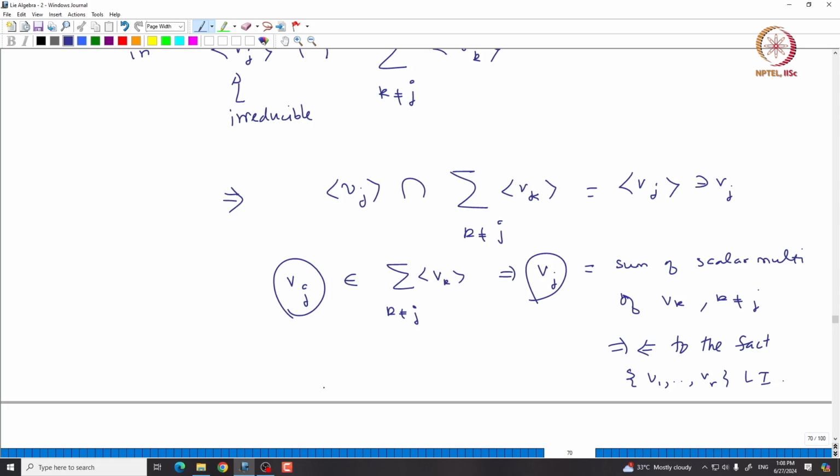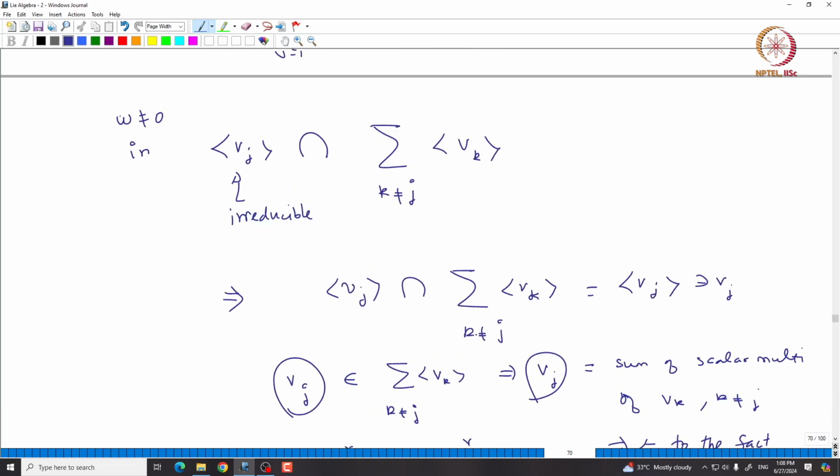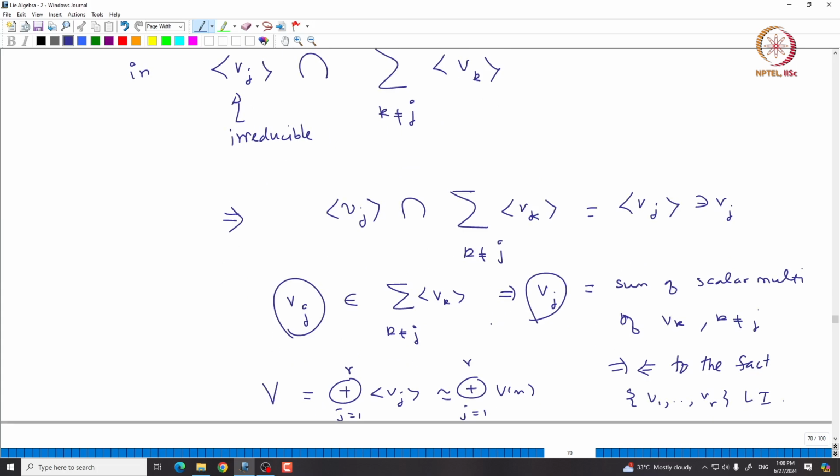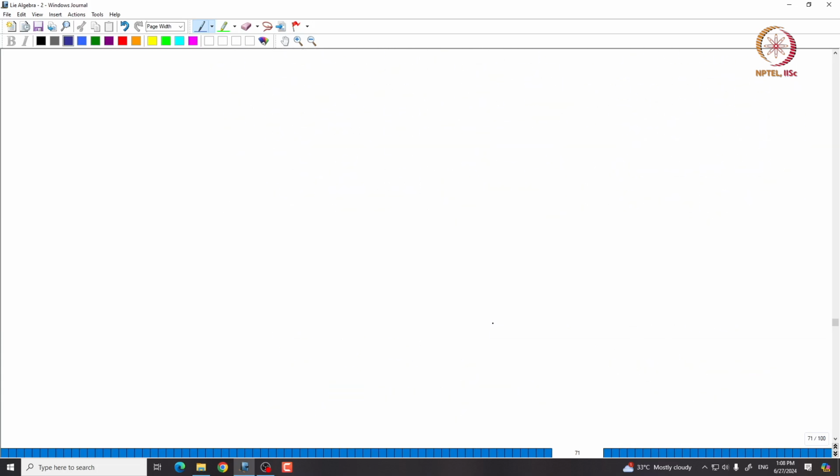So, that forces that this must be a direct sum. That proves that V must be the direct sum of the Vj, j ranging from 1 to r, each one of them a copy of Vm. So, basically we have r copies of this. So, basically it suggests a procedure to decompose capital V into a direct sum of sl2 irreducible representations.